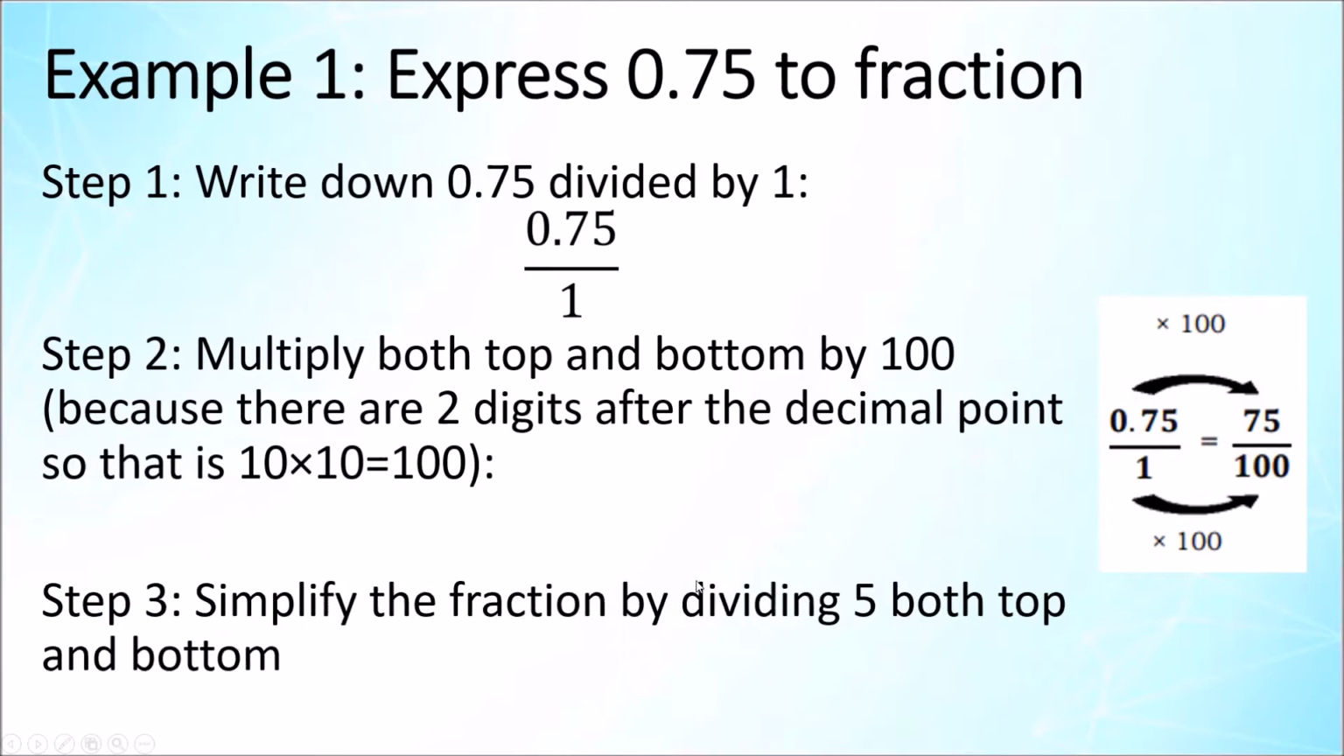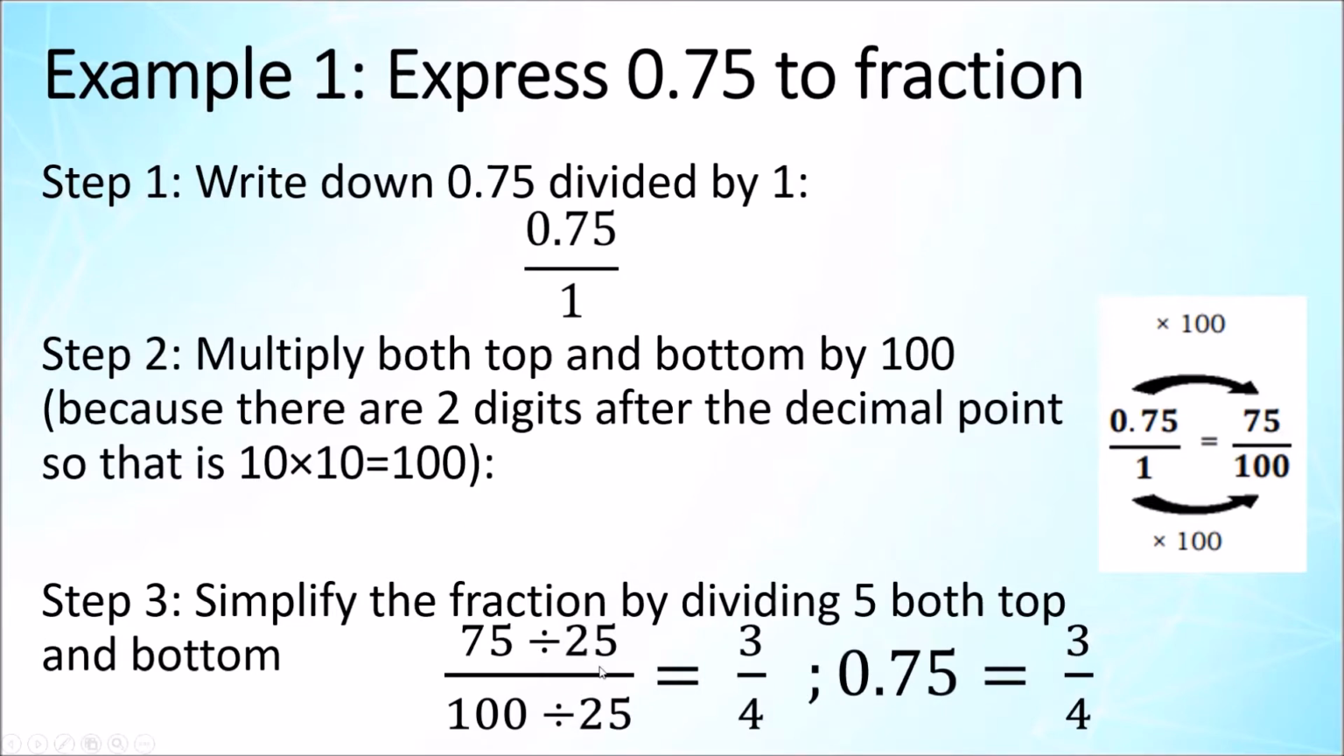Then, simplify the fraction by dividing both top and bottom by the greatest common factor of 75 and 100, which is 25. We divide both numerator and denominator by 25. So we have 75 divided by 25 is equal to 3, and 100 divided by 25 is equal to 4. So 3/4 now is the fraction of 0.75 or 75 hundredths.